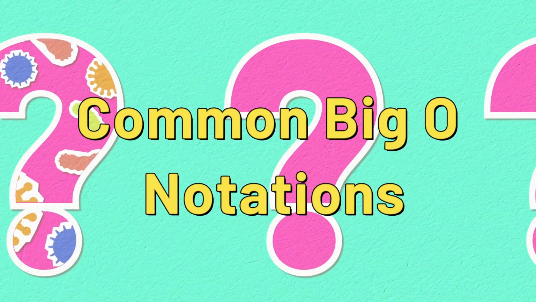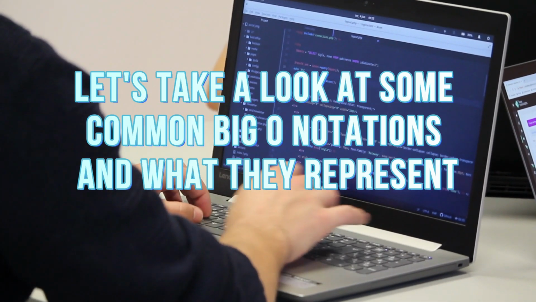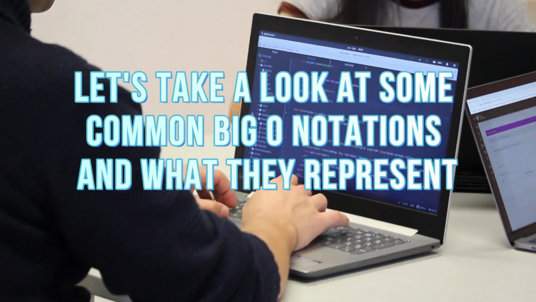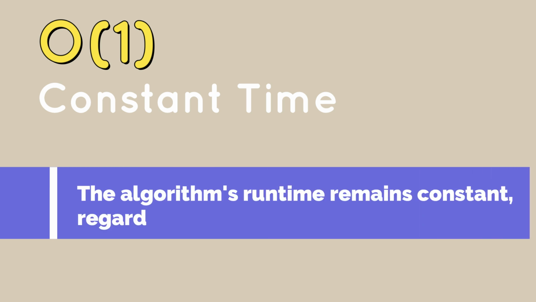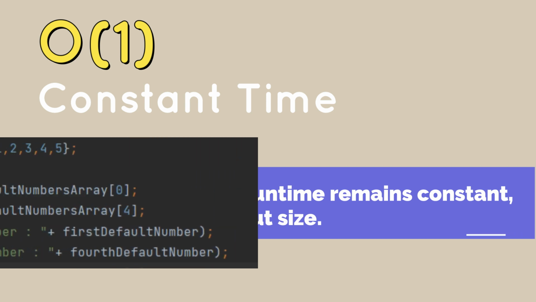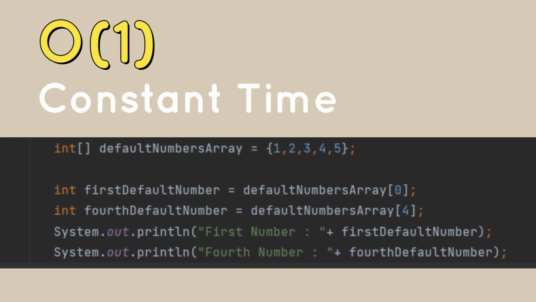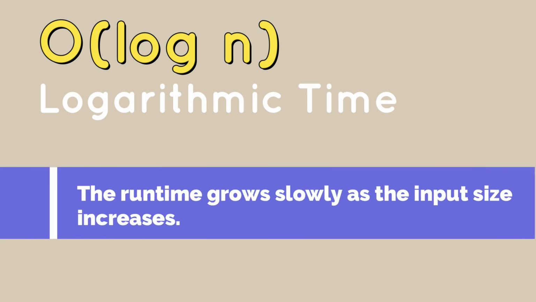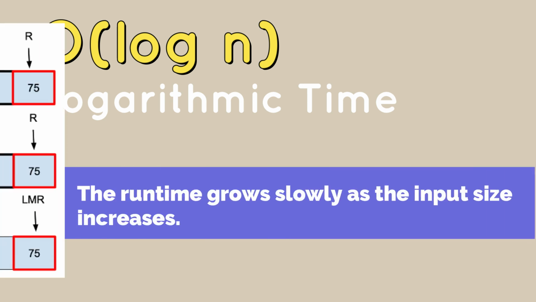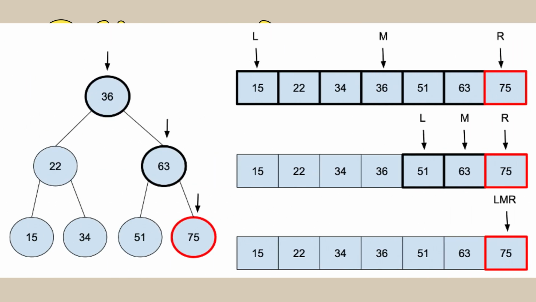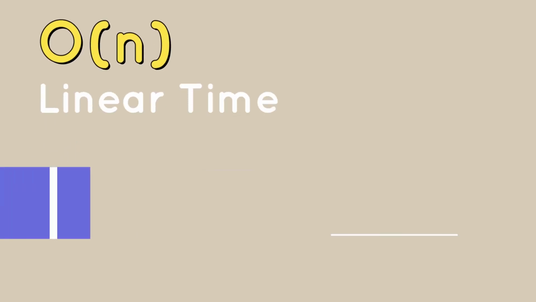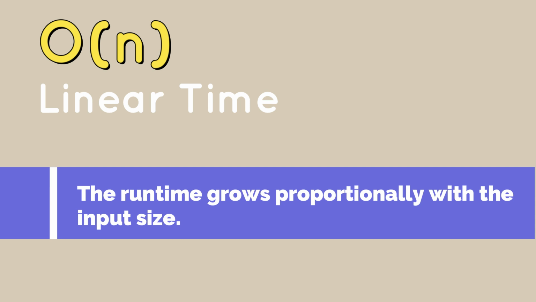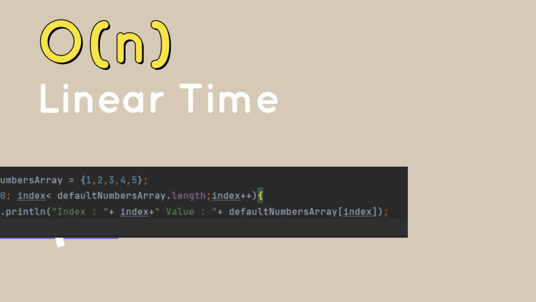Common big O notations. Let's take a look at some common big O notations and what they represent. O(1) is constant time. The algorithm's runtime remains constant, regardless of input size. Example, accessing an element in an array by index. O(log n) is logarithmic time. The runtime grows slowly as the input size increases. Example is binary search. O(n) is linear time. The runtime grows proportionally with the input size. Example, iterating through an array.